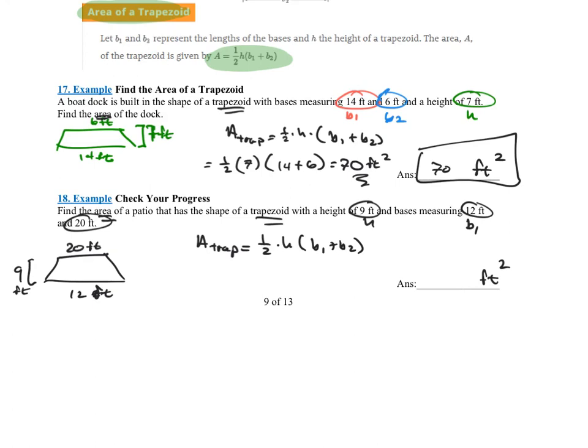I've identified the variables, I've written the formula, I've labeled my answer. No math done so far. Let's go ahead and plug in the numbers. It's going to be 1/2 times the height, which was 9, times the sum of the bases, which would be 12 plus 20. Plug that into your calculator. Let's see what you get. I'm getting a total of 144. Again, this is my units squared, so that would be feet squared.